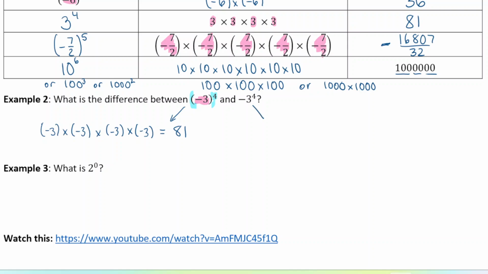Now here, when you have -3 to the power of 4 with no bracket, the negative sign is not part of the base. So the power of 4 is just the power on whatever it's right next to if there's no brackets. You can assume that. So there's actually only one negative sign, and then it's just 3 times 3 times 3 times 3. So this answer would be -81. So those are different, and it is important to understand the difference.